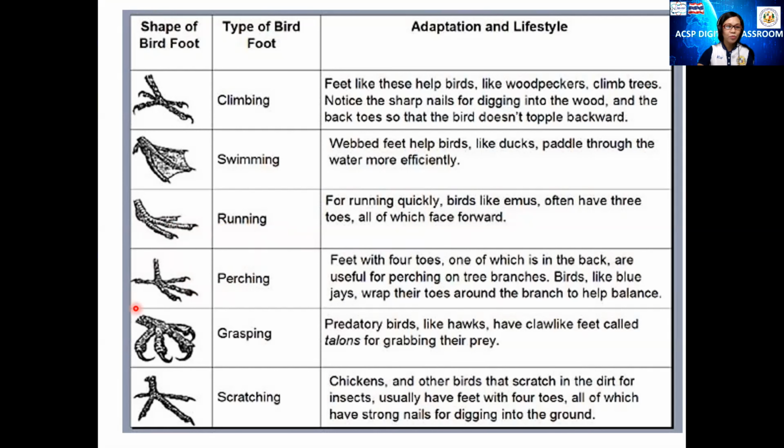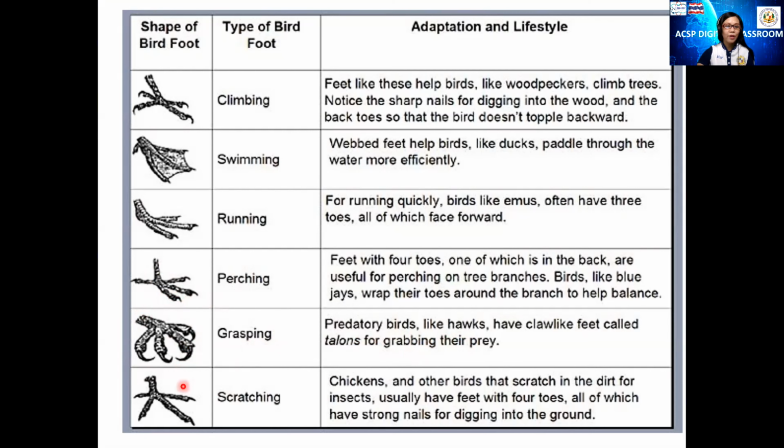And this type of toes is for perching. This is very useful for perching on tree branches. They wrap their toes around the branches to help them balance. That is the type of toes of this bird. This kind of toes is for grasping. And most birds that have this type of foot are predatory birds like hawks and eagles, for grabbing their prey.